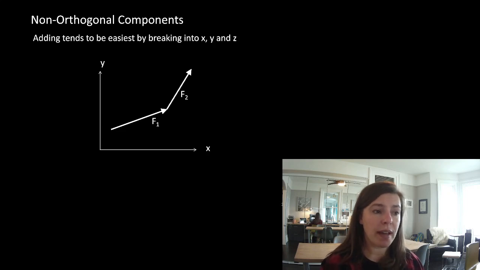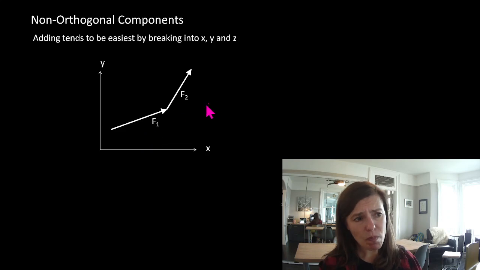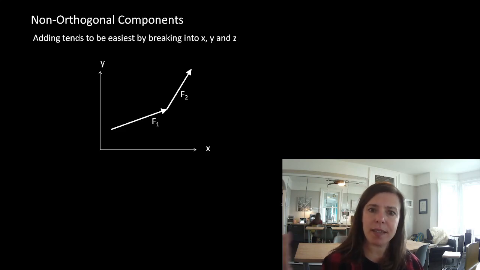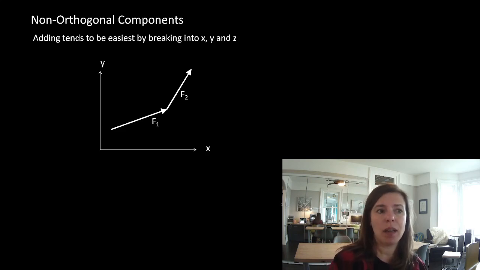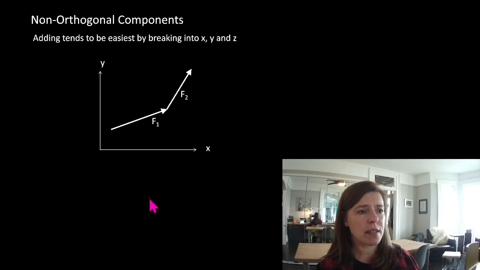We do know that we can break f1 into its x and y component, and we can break f2 into its x and y component, and then everything on the x-axis we can add up linearly, and everything on the y-axis we could add up linearly. So then we have a total for the x-axis and we have a total for the y-axis. Well, then we're back into having a right angle triangle and we can do something with that. So let's take a look at that process.